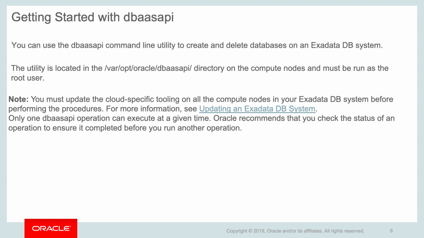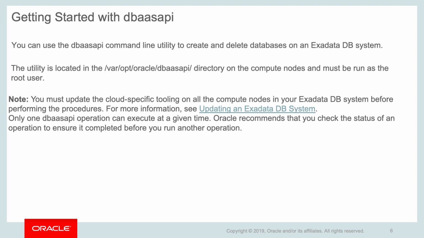So let's get started with DBAAS API. This is a command line utility for doing operations like create and delete databases on Exadata database system, and it is located under the /var/opt/oracle directory on the compute node, and it should be run by the root user. So you must update the cloud specific tooling, and this is a general guideline we give, especially if you are going to deal with these APIs and CLI. Even for the DBAAS CLI, you have to make sure that cloud specific tooling is all up to date.